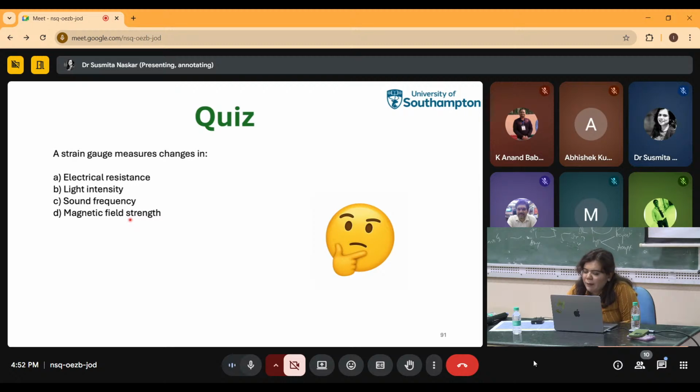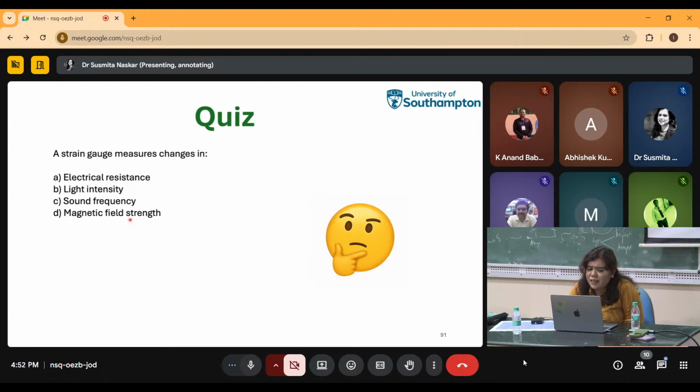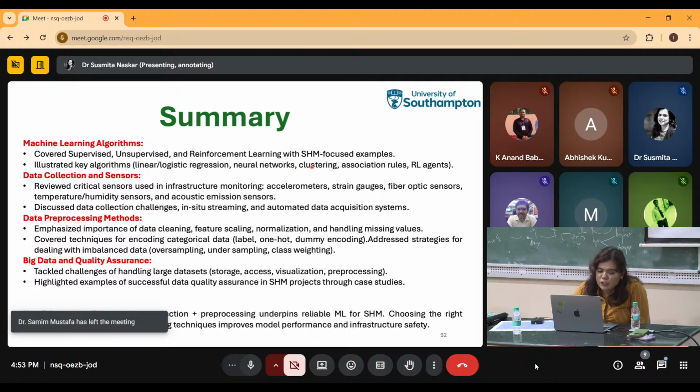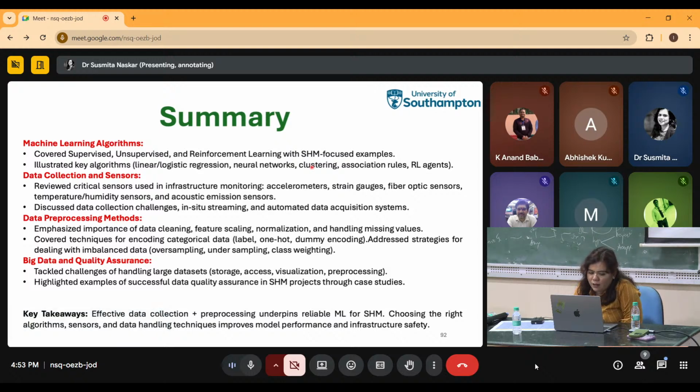And then we have also seen big data today, understanding the importance of big data and how we can handle large data sets, right? And we highlighted the examples of successful data quality. So those are the important ones. Definitely we have looked into a lot of data processing techniques today. The main key takeaways are how effectively we can collect the data, process the data, and connect it with a reliable machine learning approach. That means choosing the right algorithm, choosing the right sensor. So we have seen the advantages and limitations of sensors. So how can we choose the correct one, and which handling techniques will improve the model performance or the structural reliability.